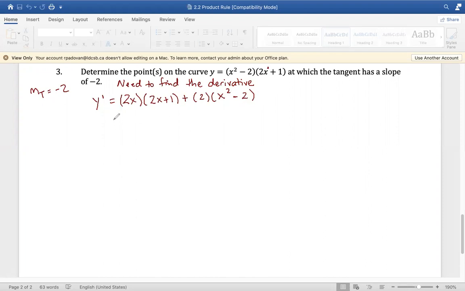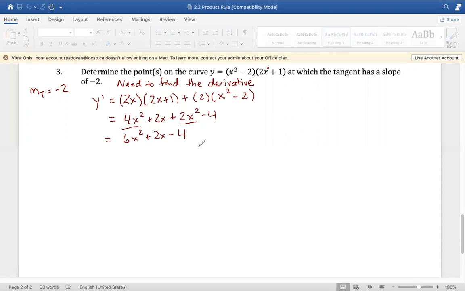Then we continue on here and we can do distributive property. So 4x squared plus 2x plus 1, right? Plus 2x squared minus 4. And I can collect like terms here. I have a squared and a squared. So then I end up with 6x squared plus 2x and then a minus 4.